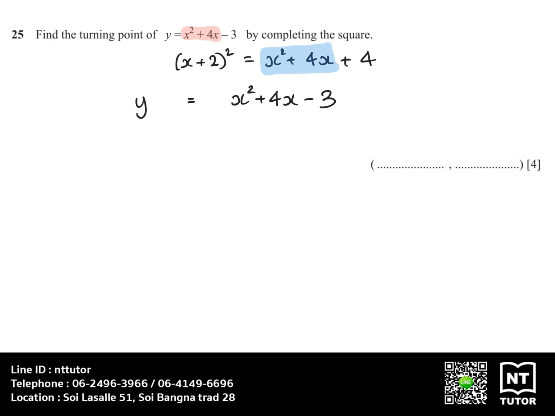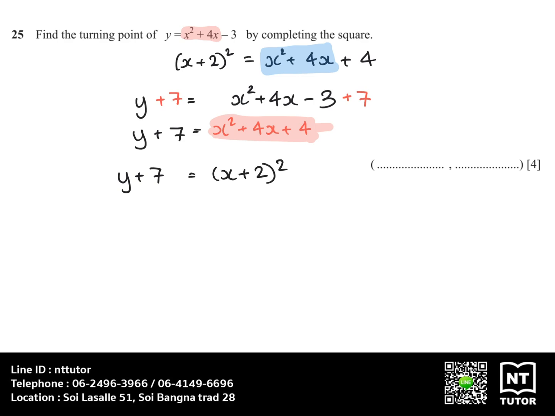If we start with y equals x squared plus 4x minus 3, and add 7, this should turn the minus 3 into a plus 4. So we need to add 7 to both sides. The left-hand side turns into y plus 7. And on the right-hand side, we have x squared plus 4x plus 4, which we know is equal to x plus 2 to the power of 2. So we have y plus 7 equals x plus 2 to the power of 2.